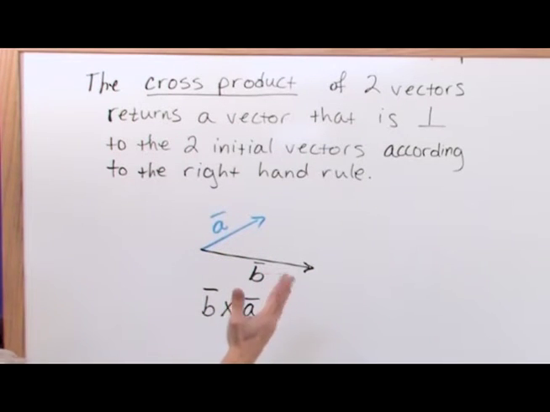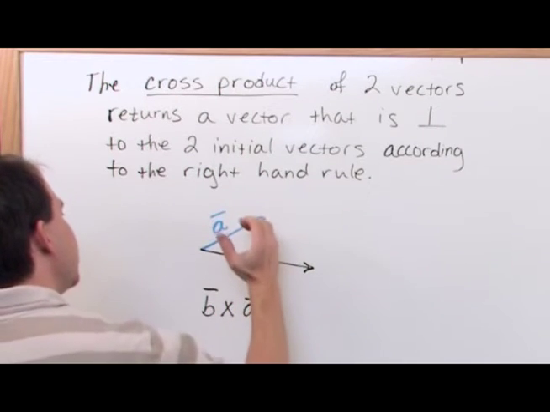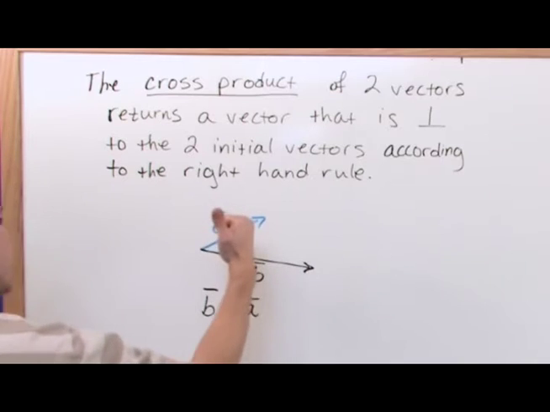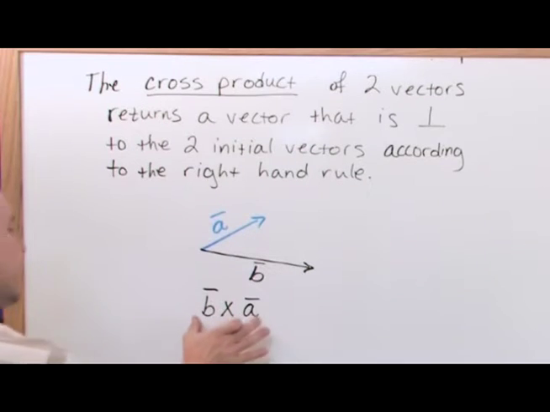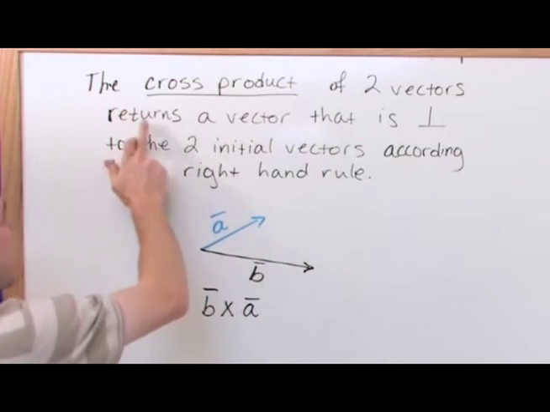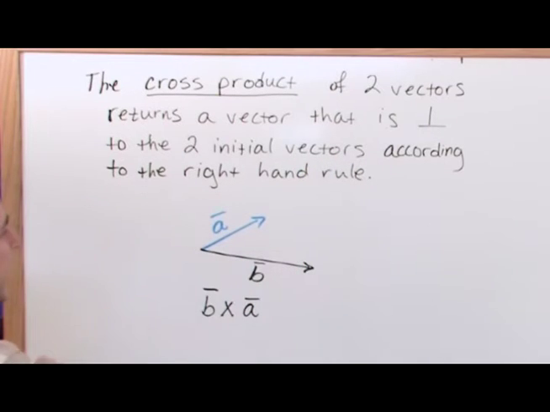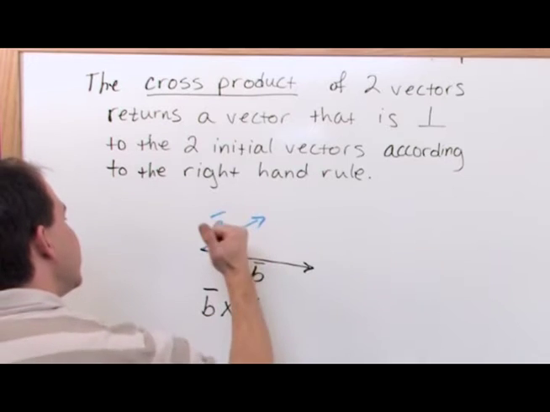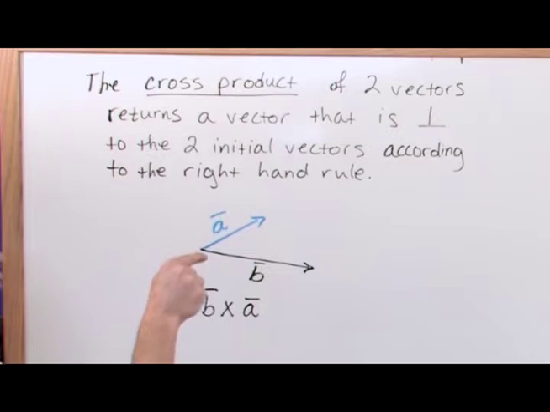Take your right hand, cross B into A. So you actually move your fingers and cut through B and finish into A and kind of curl your hand like this. The direction of your thumb is going to be the direction of these two vectors crossed together, okay? So this operation, B crossed into A, returns a vector. It returns a vector that is perpendicular to the two initial vectors, according to the right-hand rule. So if I have B and I'm crossing it into A, I take my fingers, I cross it in, and I gain a third vector. And that third vector, in this case, comes straight out of the board, okay?